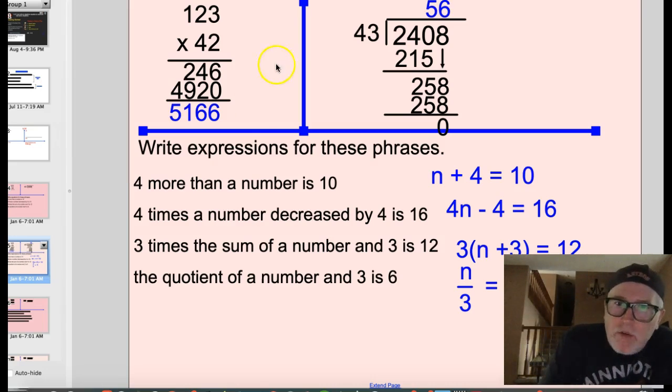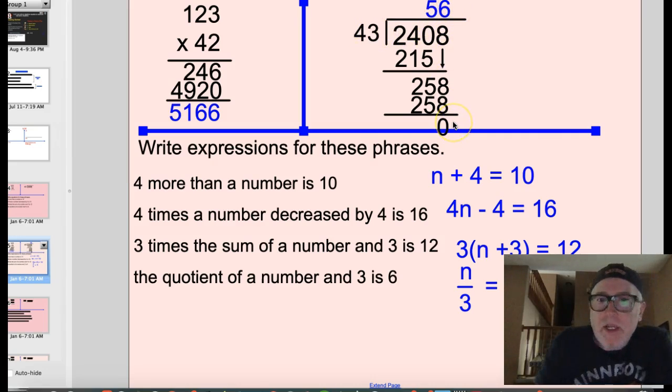And then if you divide it over here, 43 doesn't go into 20. It doesn't go into 2. It doesn't go into 24. But it goes into 245 times. That's 215. When you subtract, you have 25 left. Bring down the 8, you've got 258. Goes in there 6 times. And it's exactly 6 times. So you end up with a two-step division problem.